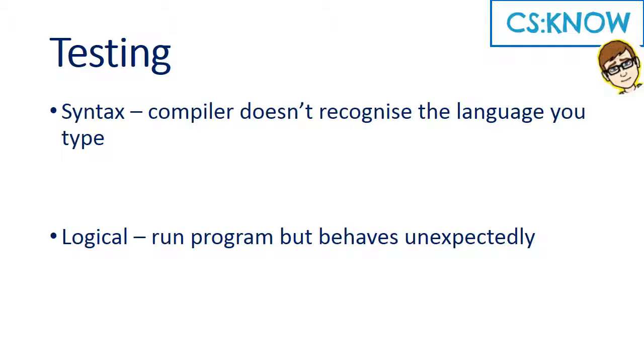Testing. So there's two types of errors that we're looking for when we are testing a program: syntax and logical. And it can ask you this in the exam. They'll say, all right, look at line 14 in the code. Is this a syntax or is this a logical error? Okay. Syntax is when the compiler doesn't recognize the language you type. So a syntax error would be, let's say we're writing an English essay and you suddenly start talking German. Now, you wouldn't understand, you wouldn't expect that to be there. So that's a syntax error.